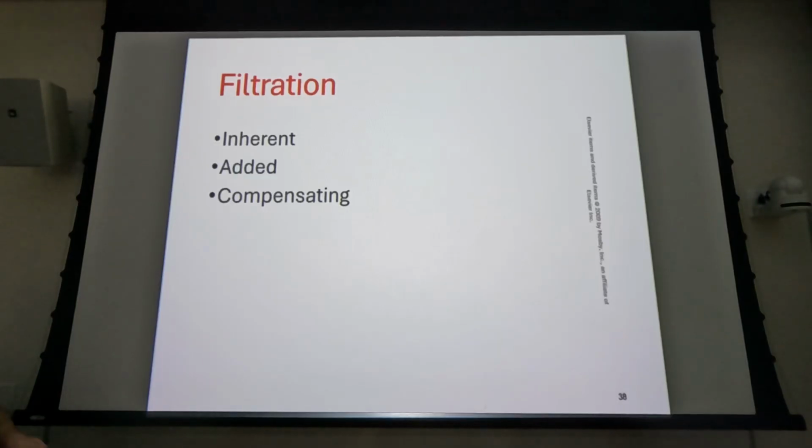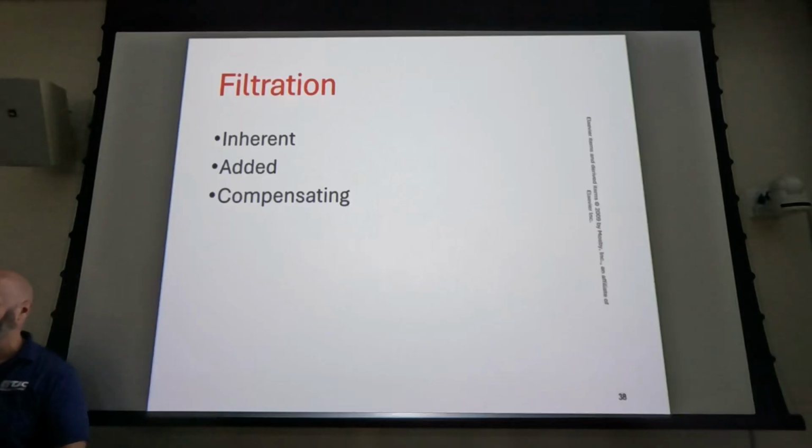So where we have inherent filtration, what we're going to say is that inherent filtration is anything that brings us up to what we have to have in order to legally make an X-ray beam and expose a human. That's 2.5 millimeters of aluminum if the machine is capable of shooting above 70 kVp. So what all goes into that? Everything that the X-ray beam passes through before it hits the patient.